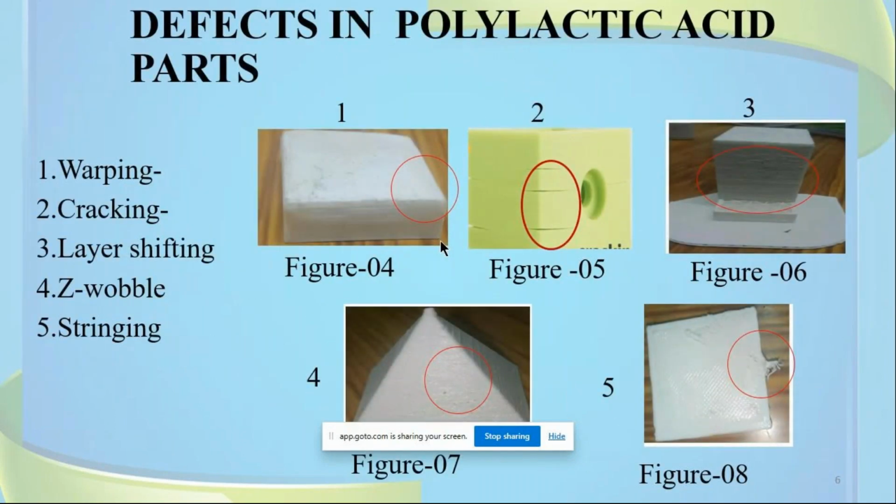Defects in polylactic acid parts are the very important topic of this paper. First of all, warping is a defect which is mostly visible in other material parts, but in PLA it's very little. But the large parts of PLA do show warping defects. Warping is a term used in 3D printing to describe when the first layer of a part is deformed and detached from the printing surface.